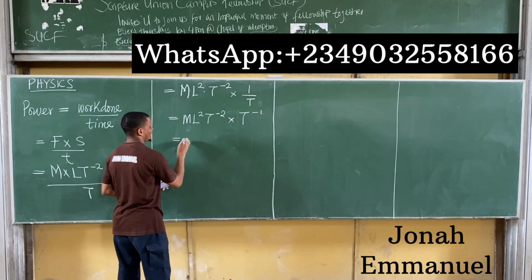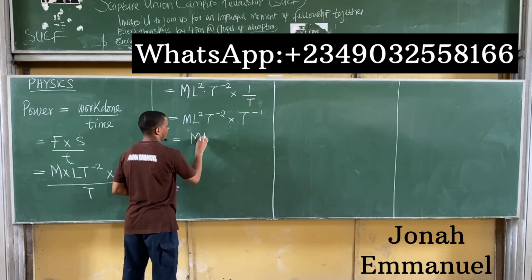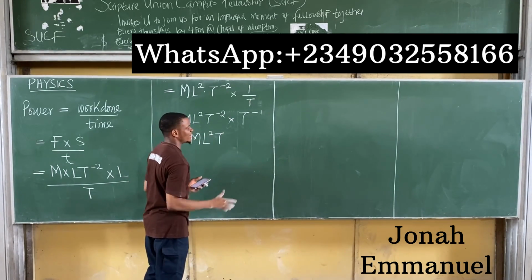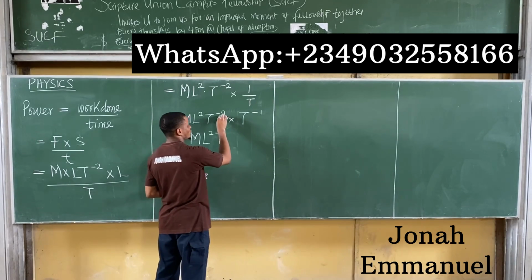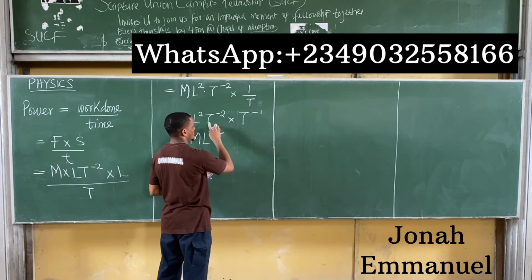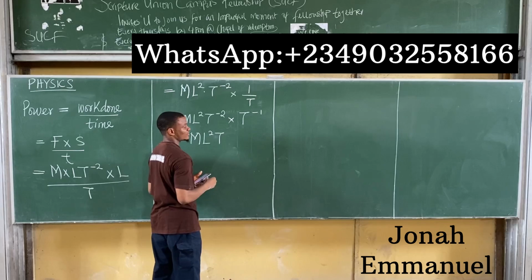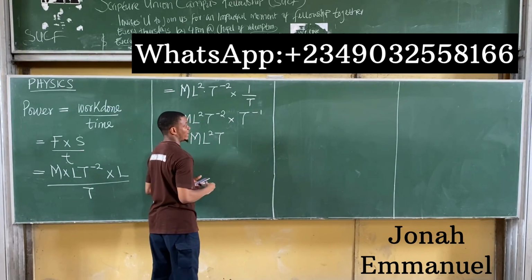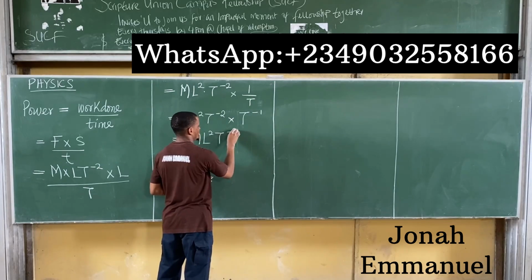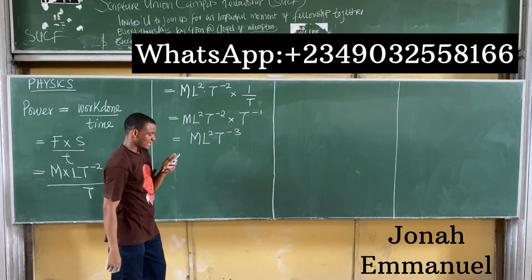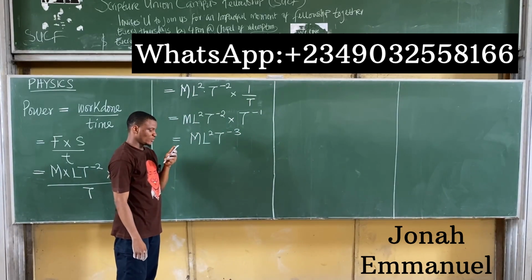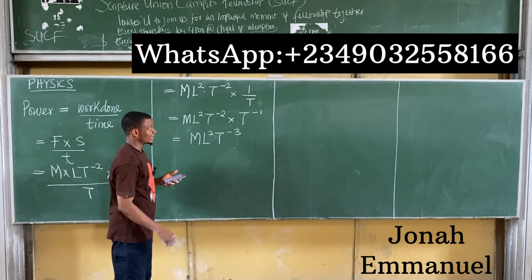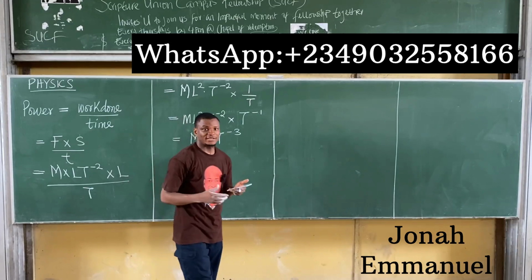If I multiply this, I'm having M L squared T. If I multiply same bases, I'll simply add the powers. So it becomes minus 2 times, okay, T times T, I'm adding the powers. So it becomes minus 2 plus minus 1. Plus minus is minus. So minus 2 minus 1 gives you minus 3. My correct option here is M L squared T to the power minus 3, and that is option A. That's my answer. All right, let's look at the next question there.